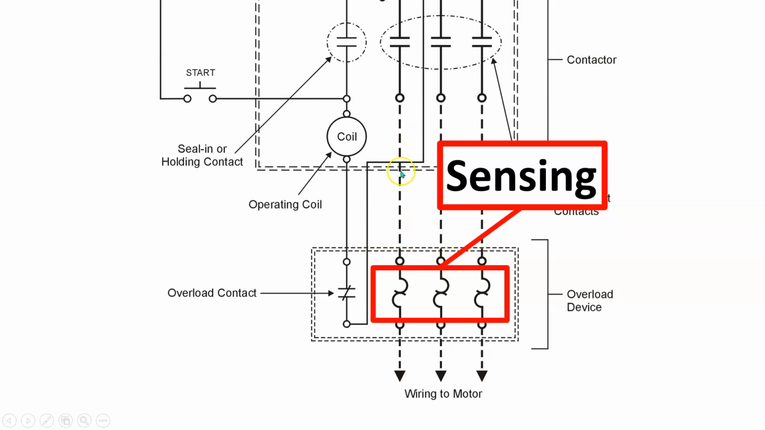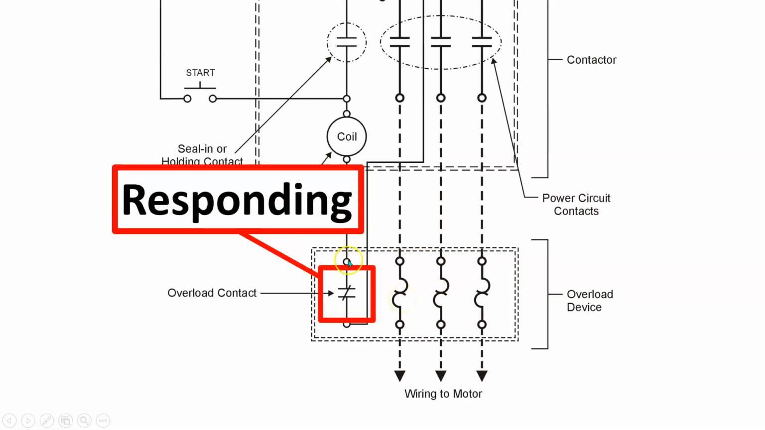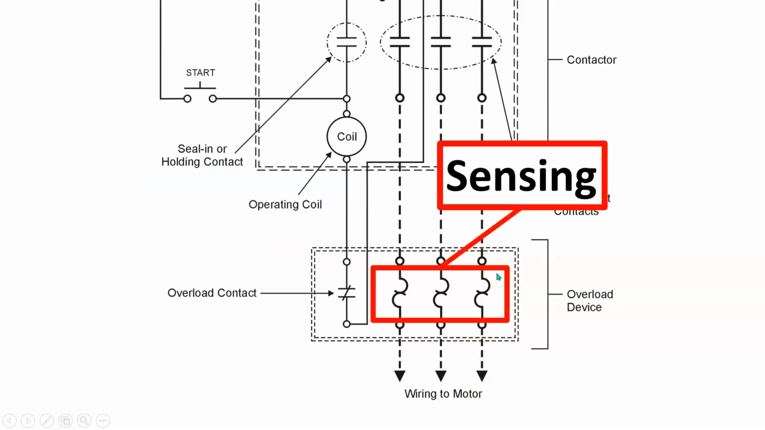So if my current going through these conductors gets a little bit too high and the sensing devices, the overload, sense that, what they're going to do is talk to the responding device, and they're actually going to cause these contacts to open up. And when those contacts open up, I then don't have a path for my current to flow through the coil. And if my current's not going through the coil, that means my armature is going to open up, and my contacts are going to open up, killing the current going through my overloads and to my motor. All right, so those are my sensing, and the responding.